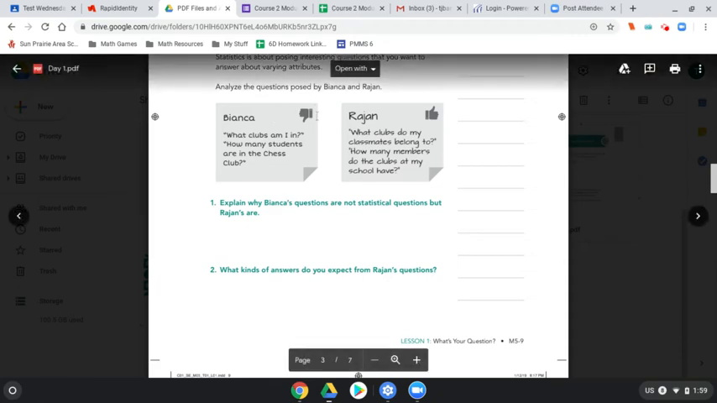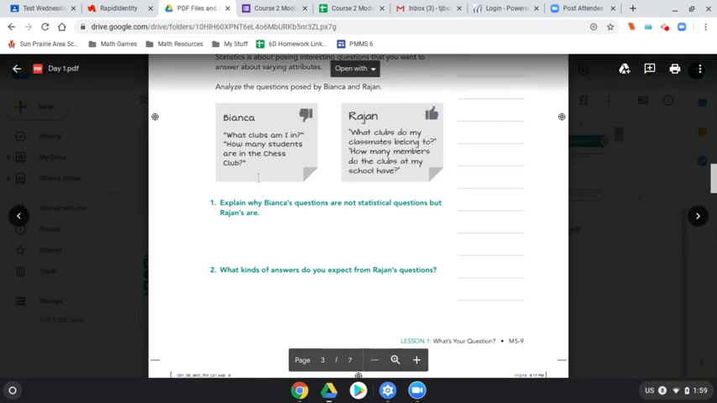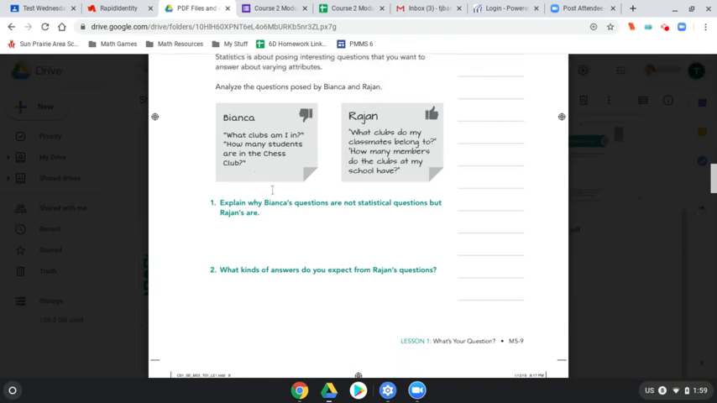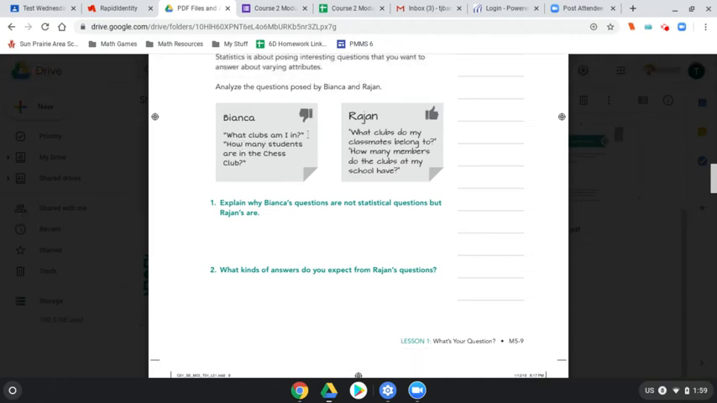And as you can see, Bianca has the thumbs down. These are not statistical questions. Rehan has the thumbs up. These are statistical questions. What's the difference between the two? Well, it's the type of answer, to put it very simply. What clubs am I in? She's just going to list the clubs that she's in. There's really no variability there or difference in possible outcomes. She's in the clubs that she's in.